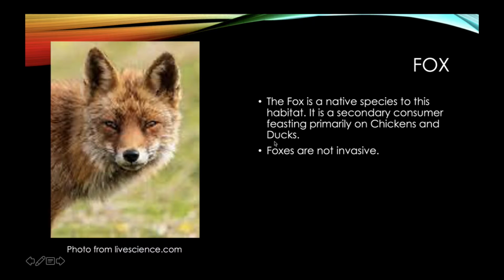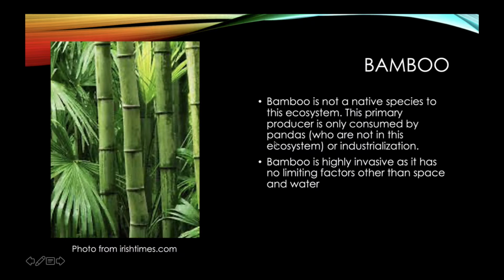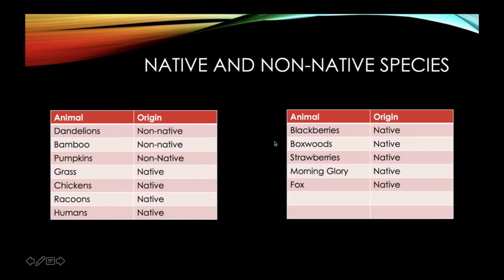The fox is a native species to this habitat. It's a secondary consumer, feasting primarily on chickens and ducks. Foxes are not invasive. Bamboo is not native to this ecosystem. The primary producer is only consumed by pandas. Bamboo is highly invasive because it doesn't have other limiting factors other than space and water. Looking at non-native species, we have 3 non-native species and 9 native species to this habitat.